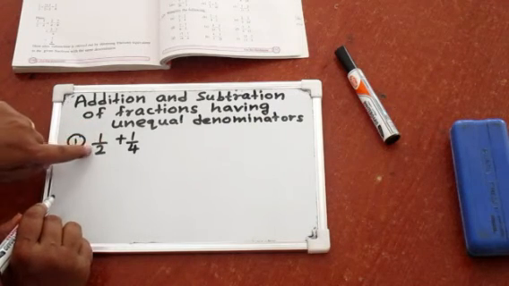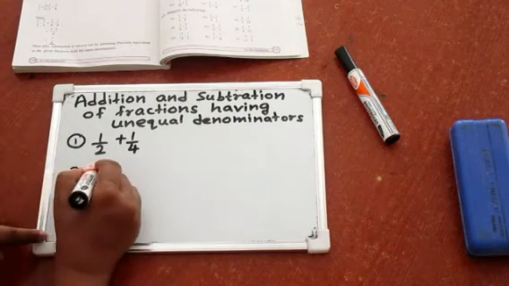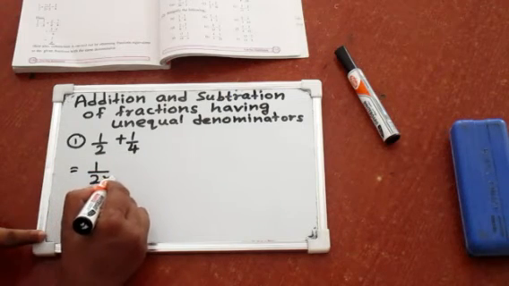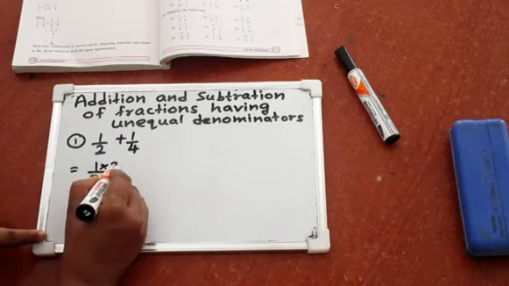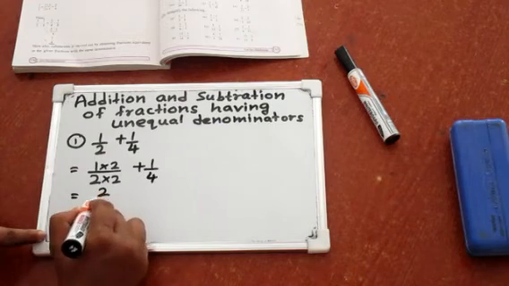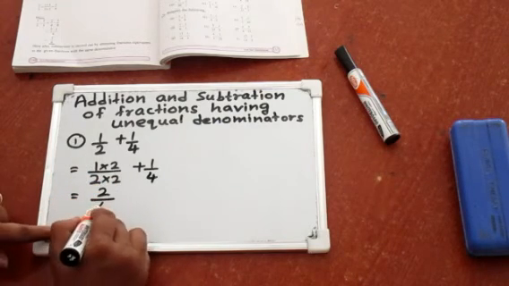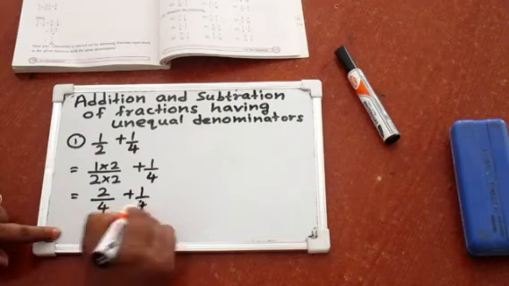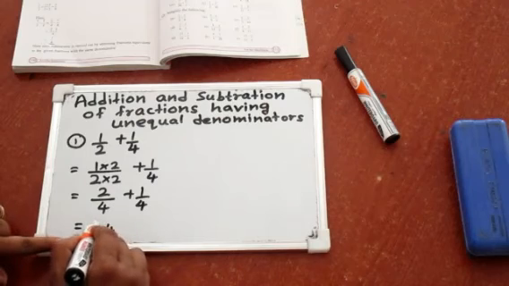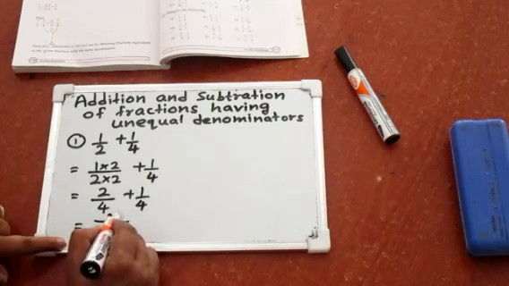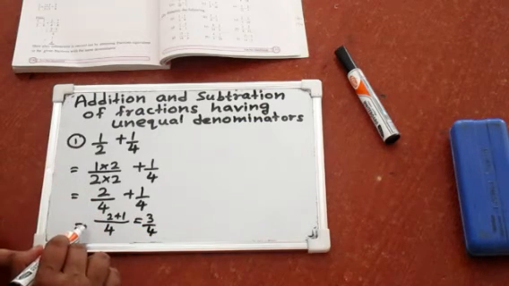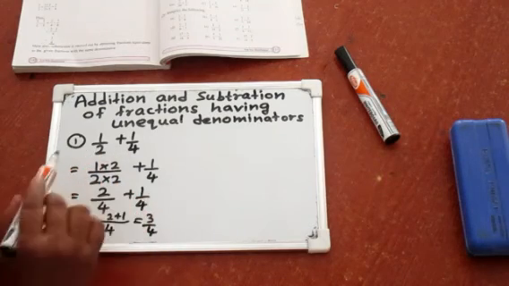Now we have to change the first fraction's denominator to 4. Therefore 1 over 2, convert this denominator to 4. Multiply both numerator and denominator by 2. Then the product of 1 into 2 is 2, and 2 into 2 is 4. Now we have made the fractions have equal denominators. So take the sum of numerators: 2 plus 1. The answer is 3 over 4. Now this is the way of adding fractions having unequal denominators.